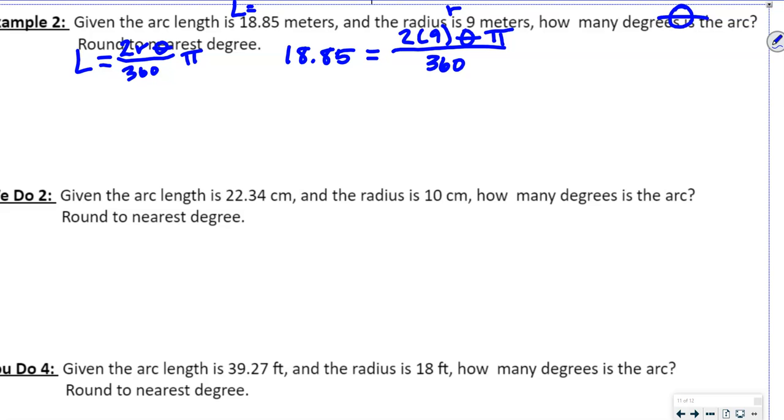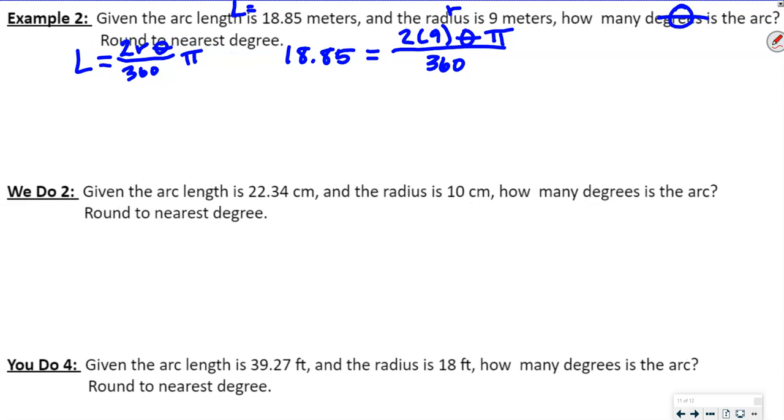So how do we get rid of the 360? We multiply both sides by 360, right? Multiply both sides by 360. When I multiply 360 times the 18.85, I got 6,786, and that equals our 18. I'm going to go ahead and simplify that right there.